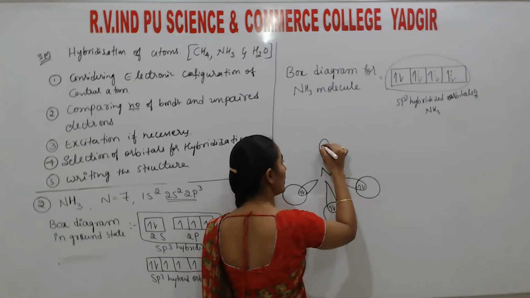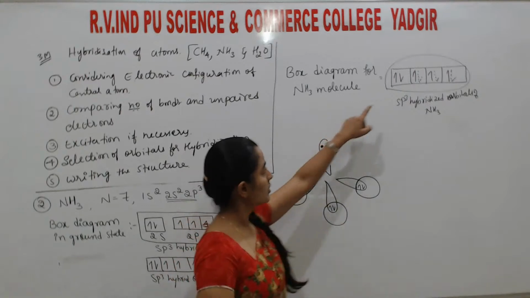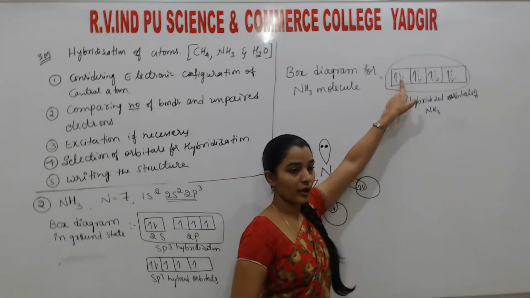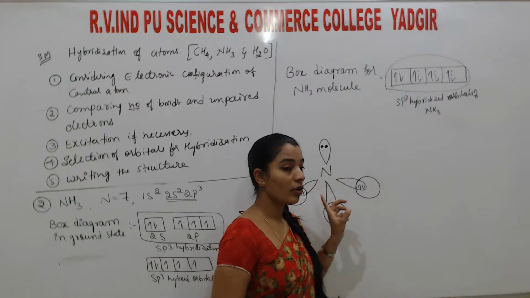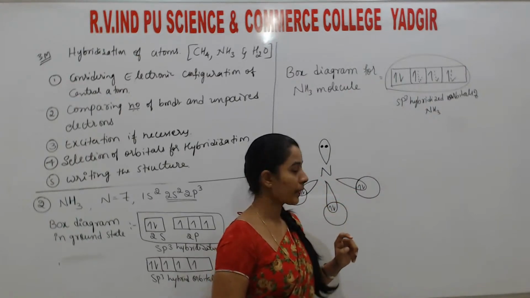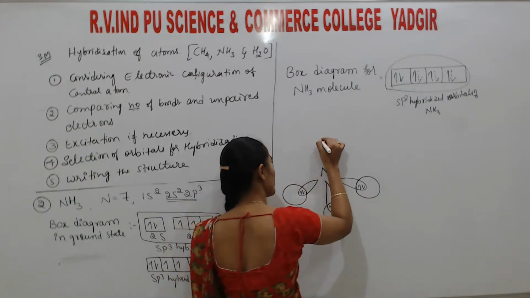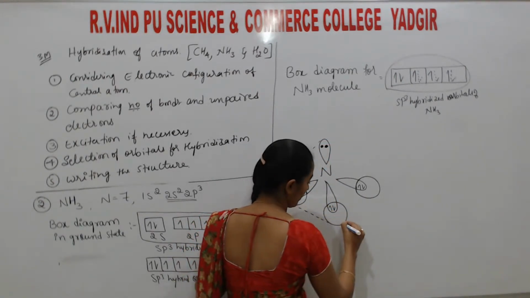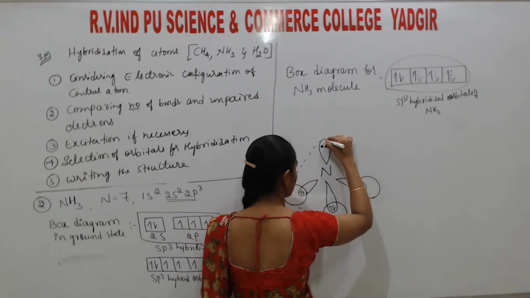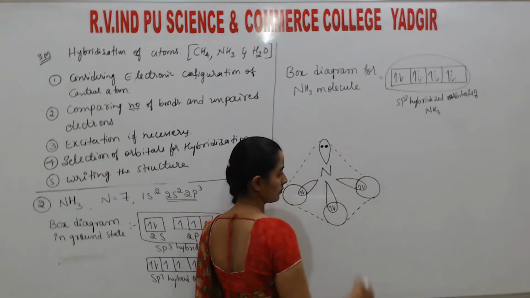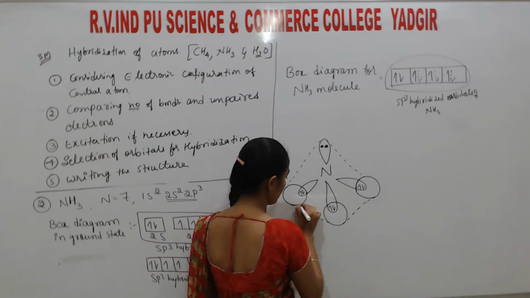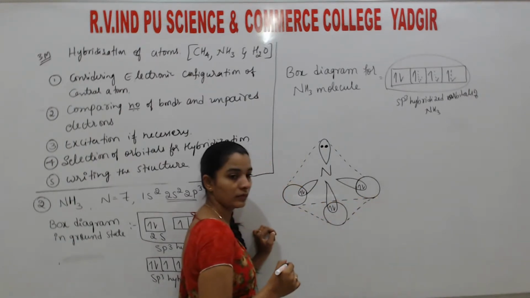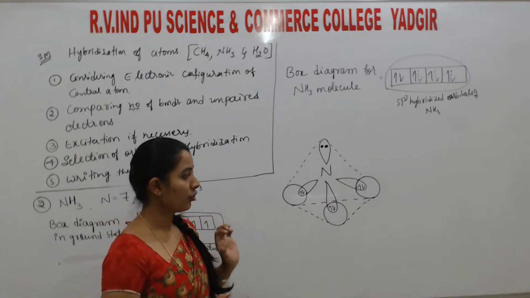Here the lone pair electrons are present. What are those lone pair electrons? These are electrons which are not involved in bonding. Of course they are present, but they are not involved in bonding. Okay. Now if you just write the structure, it follows tetrahedral only. Okay. Next. This is the structure of ammonia.